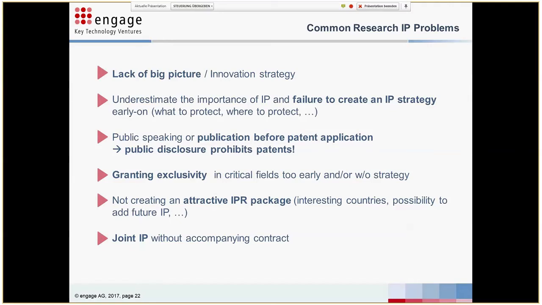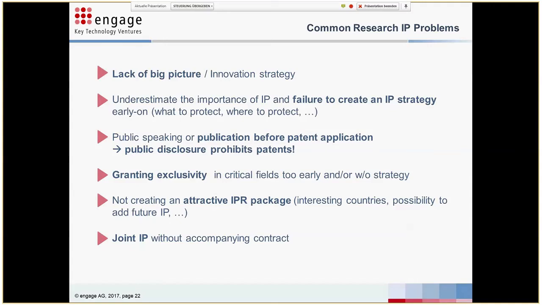The next big problem, it's typically a beginner's problem, is that you publish something about your technology before you apply for a patent. Most people do this without thinking about it. They say, well, as a university we publish. Yes, you can publish, but if you want to apply for a patent, you should do this before. This is even a matter of days. You can publish or you can speak at a conference, but you have to apply for your patent the day before, otherwise it's gone. That's the way it is.